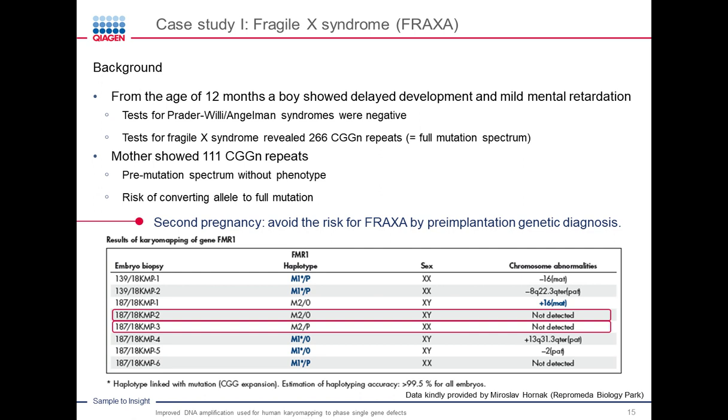In the end, 2 embryos were identified, 1 male, 1 female, which had the M2 haplotype with either the father's X or Y chromosome without any additional chromosomal abnormalities. And one of these was chosen for in vitro fertilization and implantation back into the mother for a second child.